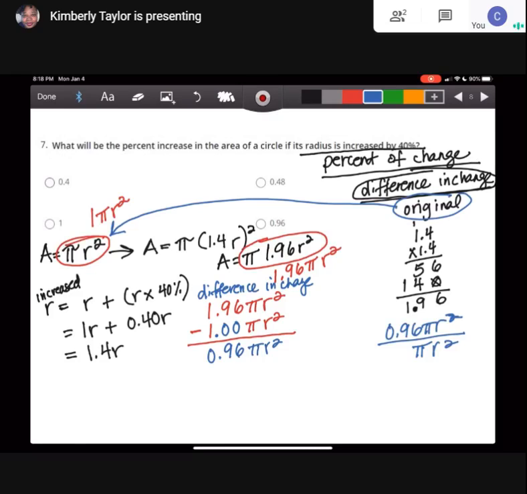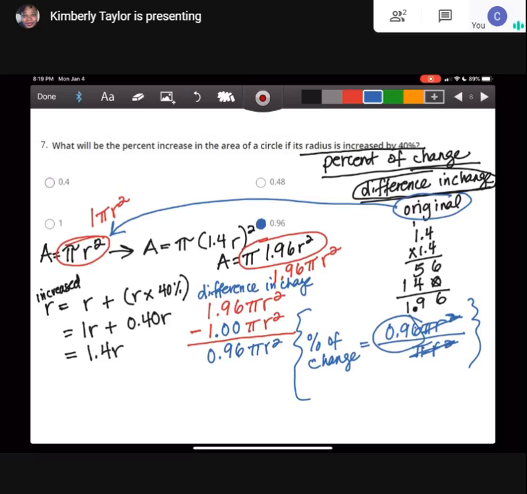So in order to find the percent of change, you find the difference in change, which is the top portion of your fraction, over the original, which is pi r squared. All right, so knowing the rules of simplifying fractions, and these quantities are being multiplied together, I can cross out this pi r squared and this one as well, and so I'm left with just 0.96, and that is your answer, 0.96.